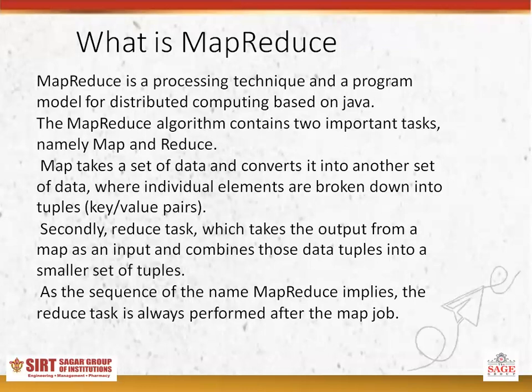Secondly, we have the reduce task, which takes the output of map. The output we get from the map activity is used in the reduce task as an input, and it is then combined into a smaller set of tuples. As the name suggests, map and reduce in sequence, that's why we call it the MapReduce framework.